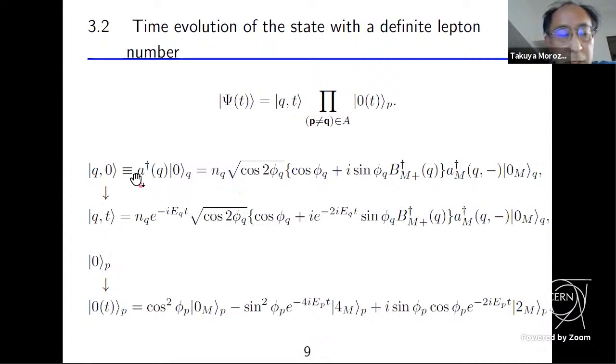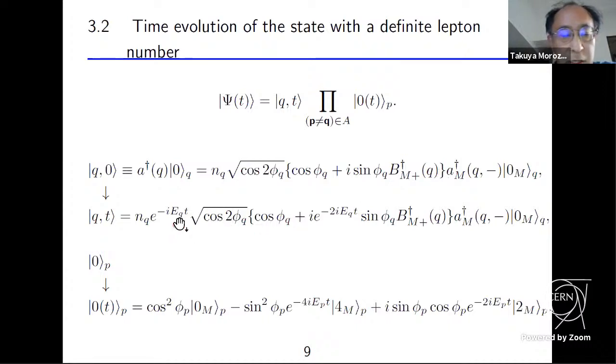So not only the vacuum, the one particle state is no longer a one particle state in terms of the Majorana states. This shows that a dagger Q acting on zero is a one particle state, that is the cosine part, but additionally we have a pair of Majorana particles. So it is a superposition of a one particle state and a three particle state.